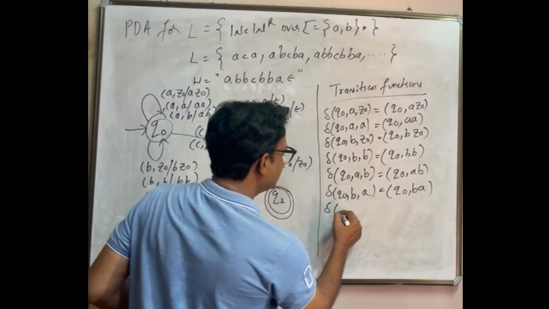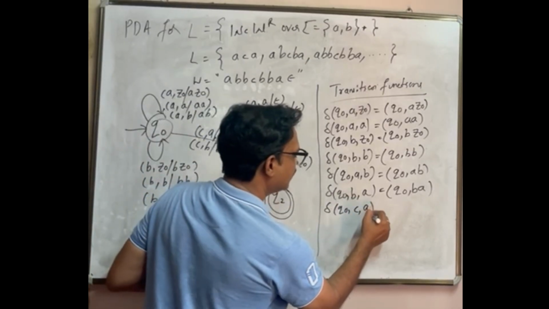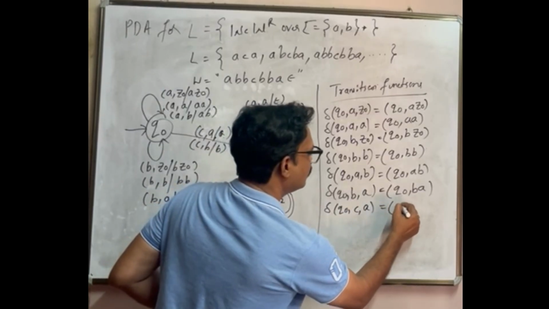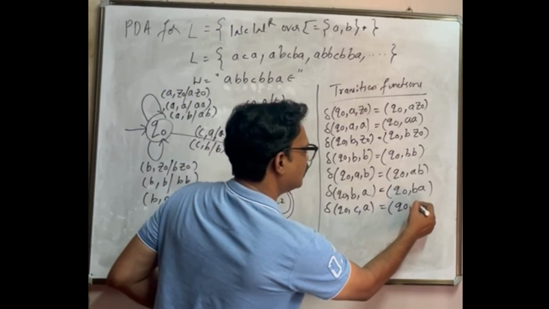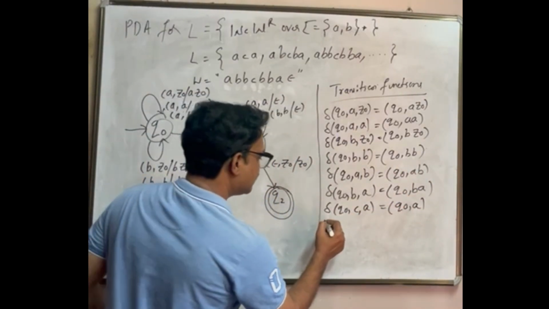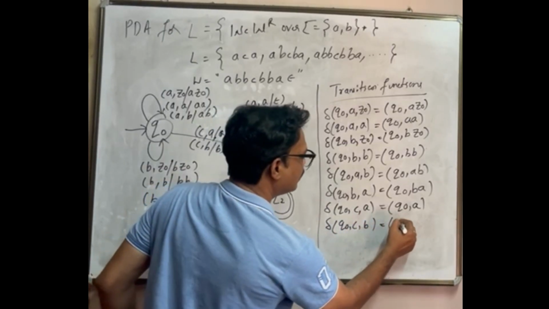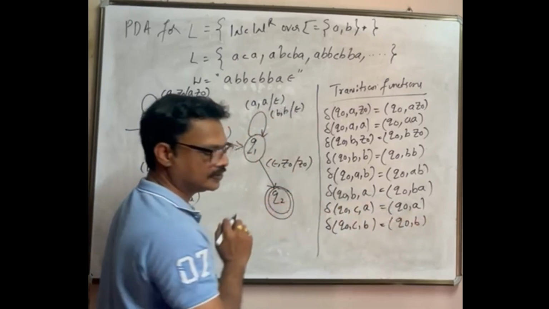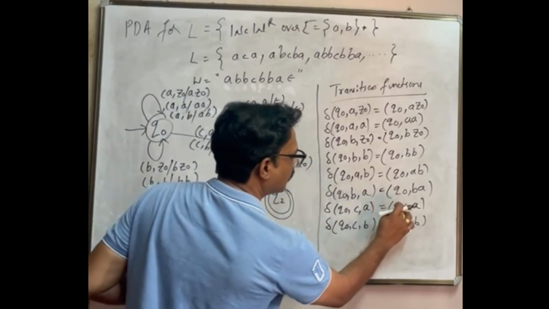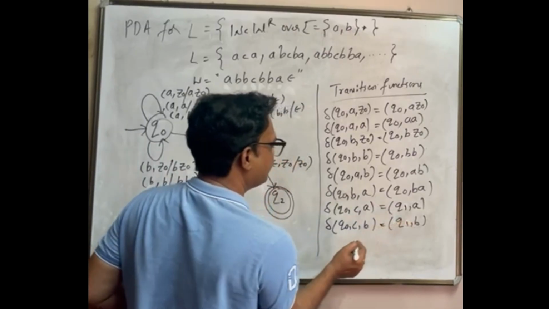Next, upon state Q naught, if it reads a C, it doesn't do anything to the stack. It remains as it is. So Q naught, A, top of the stack is A. Next, if it reads a C but the top of the stack is B, it leaves it as it is. Sorry, I made a mistake. It moves to Q1. So, this is Q1.